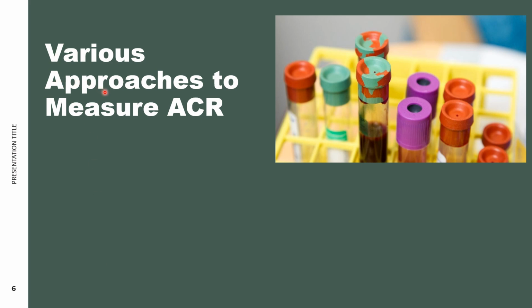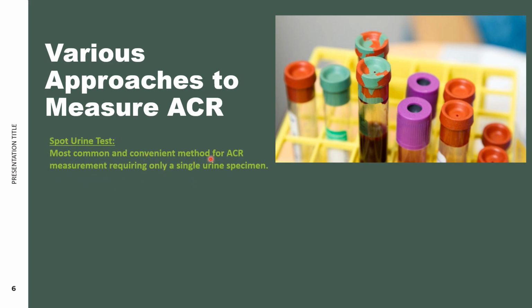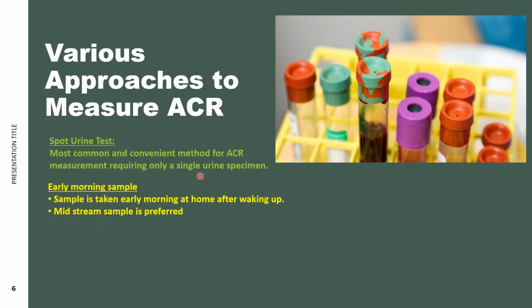So what are the various approaches to measure the albumin creatinine ratio? First is the spot urine test. It is the most common and convenient method. Single urine sample is given at any convenient time of the day, or the random sample also it is considered. Second is early morning sample. Sample is collected early morning at home by the patient after waking up from sleep, and it is advised that midstream sample should be taken.